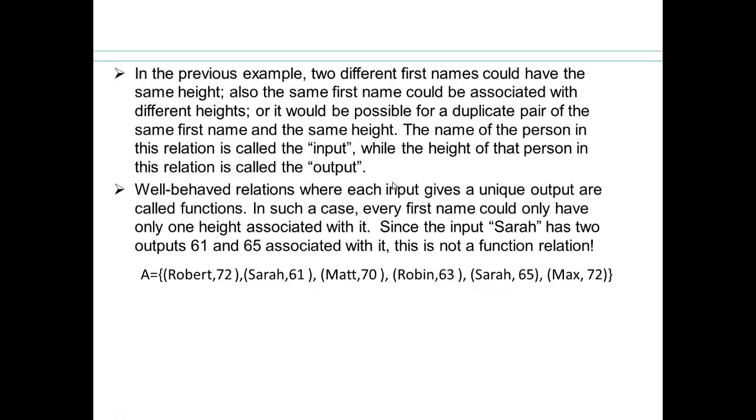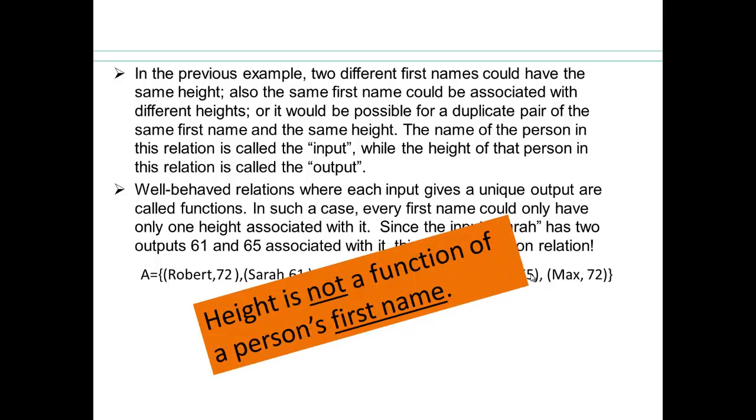Well-behaved relations where each input gives a unique output are called functions. So one input giving you one output is called a function. So what do you think? Is this a function? The answer is no, because we have two first names with two different outputs. So same input, but different outputs. So that is why this relation is not a function. And so height is not a function of a person's first name. And that's because two people with the same first name can have different heights.